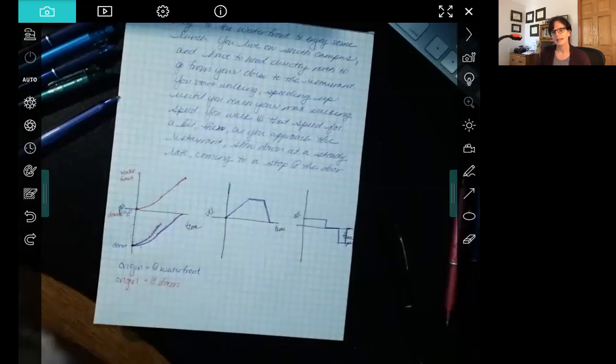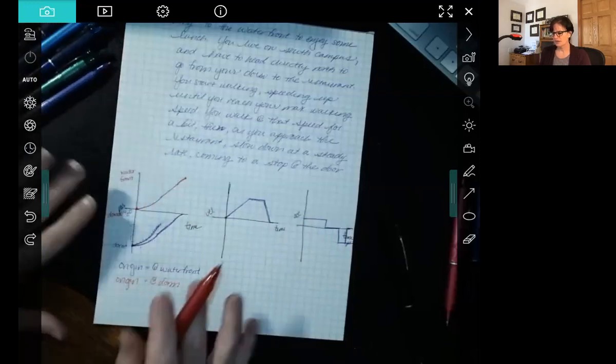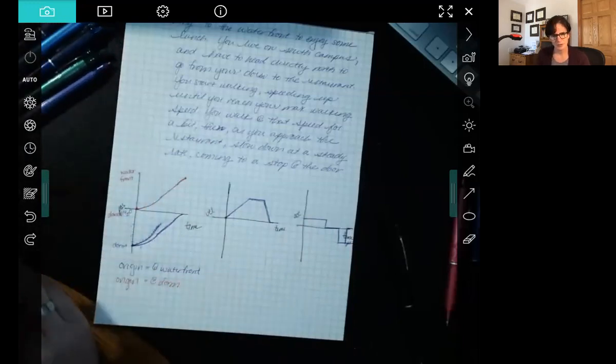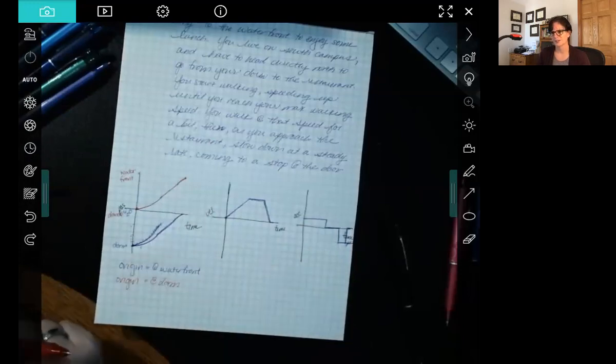And similarly, as I move to position. So we'll do another practice problem in another little video. This gives you one example of how to move from velocity, positions, and accelerations.